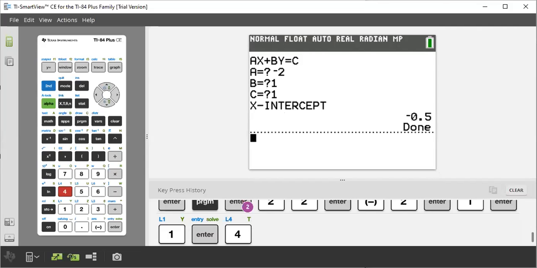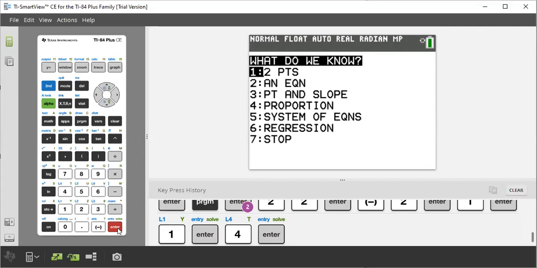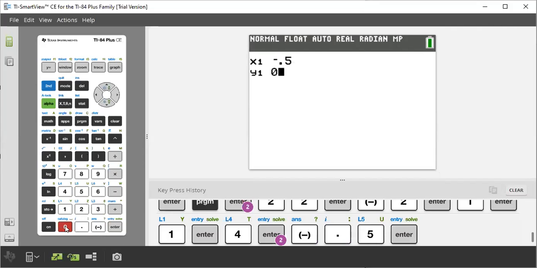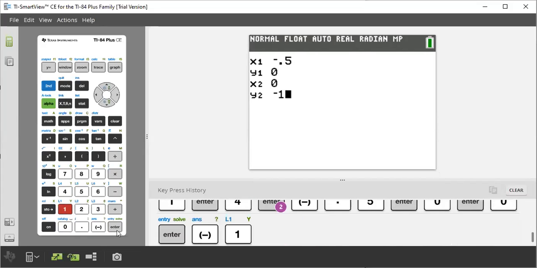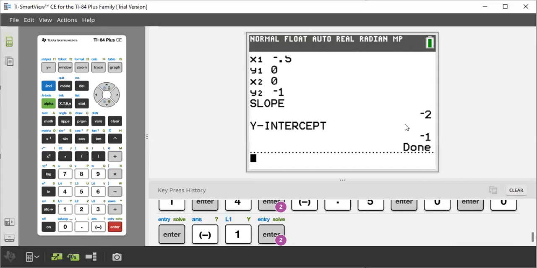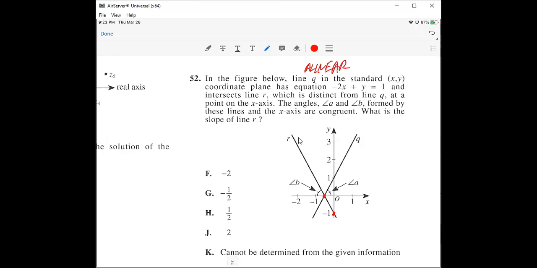So now that I know that, I have 2 points, and I can find the slope for the other line. So I'm going to go 2 points now, and the first point is a negative 0.5. And the y-coordinate is going to be 0, because it's the x-intercept. And now I'm going to use the y-intercept. And that is going to be 0, a negative 1. Press enter. And now I want the slope, so I choose option 1. It tells me that the slope is a negative 2. So now I just go back over here, and I answer it. Bam. It says that the slope is going to be a negative 2, and I'm done.